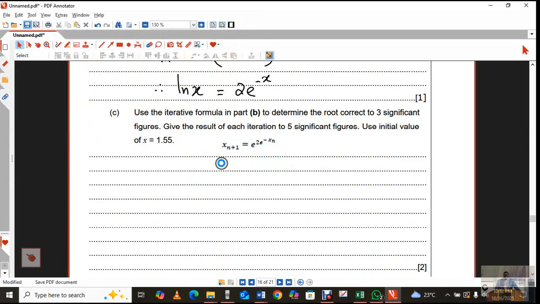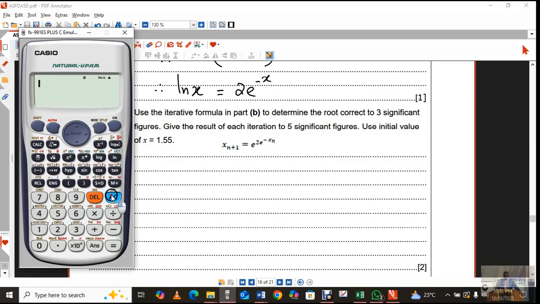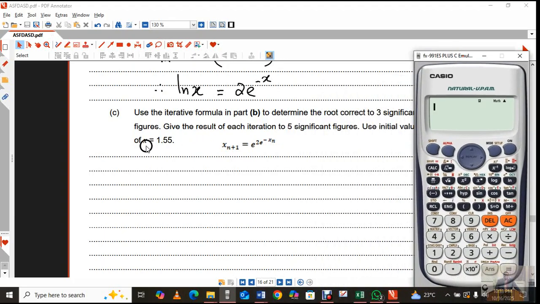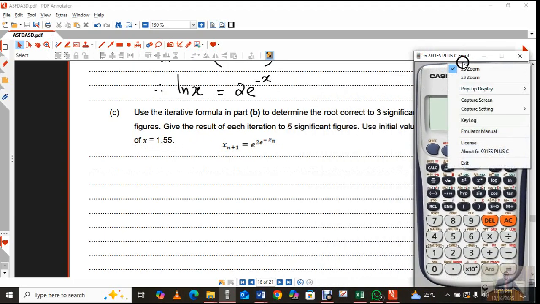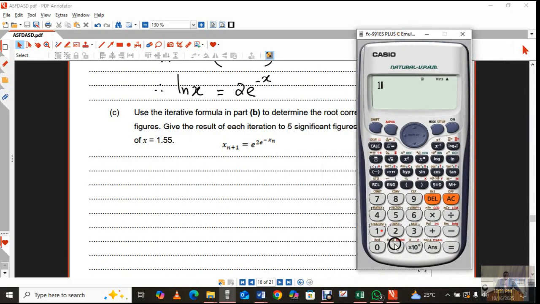Right, so how do you do this? They want you to give the answer as you are doing the iterations to 5 significant figures. The first thing you do is grab your calculator and make sure that it's clear. The initial value is 1.55. So you press 1.55 on the calculator and hit equal to. That's what you do. Then you put in your function, that is e raised to the 2e to the minus x.